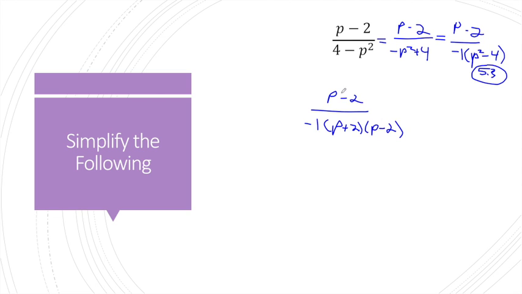Well, now I can see I've got a factor of P minus 2. That's going to cancel out, leaving me with a 1 in my numerator. And then I have a negative P plus 2. And we could go ahead and distribute that back out if we'd like. They are equivalent. So I have 1 over negative P minus 2.